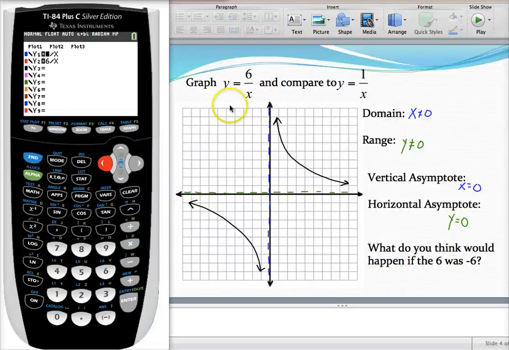So we've just established that for the function y equals 6 over x, our domain, range, and vertical and horizontal asymptotes have not changed from the parent function. All we've changed was that number on top, which we'll call the a value. Let's take a look at the two graphs and see what happens.